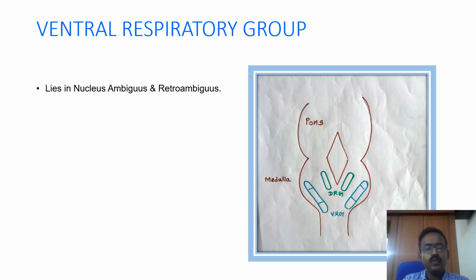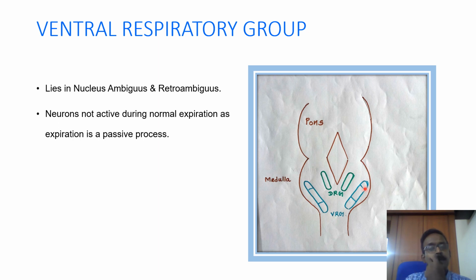The ventral respiratory group of neurons is located in the nucleus ambiguus and retroambiguus region. This is the ventral respiratory group of neurons. These neurons are not active during normal inspiration or expiration. They are active during forceful expiration, mainly forceful expiration, since normal expiration is a passive process. So they are active during forceful expiration and deep inspiration.